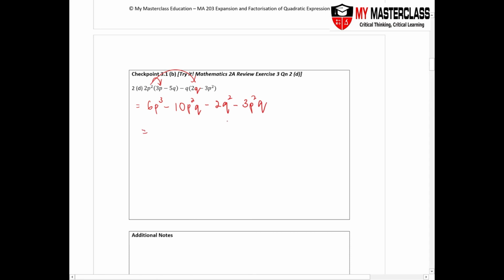When you combine all of them, you will see that there are some like terms. Sorry, this one you have to change sign because there is a negative. So again, I'm going to highlight, there's a negative in front, you must change sign. Therefore, combine all the like terms together, and you should have 6p cubed minus 7p squared cubed minus 2q squared. Okay?